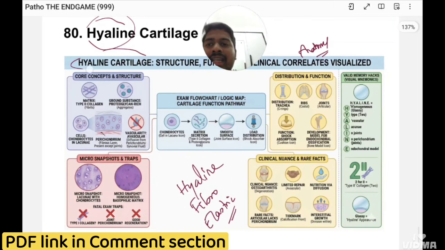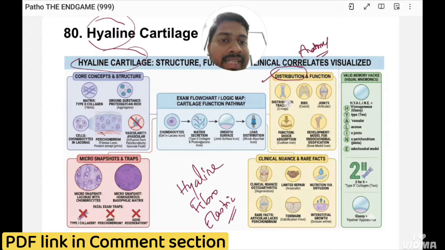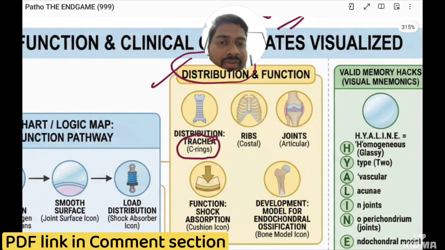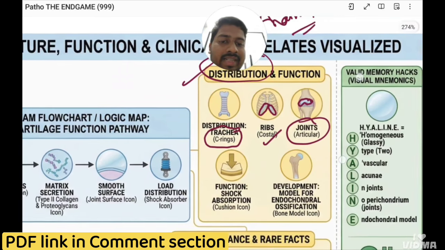So hyaline cartilage is mainly seen in certain locations. The location is very important from your NEET PG point of view. One is in the trachea, the C rings of trachea. You can see here the C rings of trachea. This is hyaline cartilage. Second is the costal margin of the ribs. I'll just enlarge the image. See here, the costal margin of the ribs, this is hyaline cartilage. And third is articular cartilage of the joints. That is also hyaline cartilage.